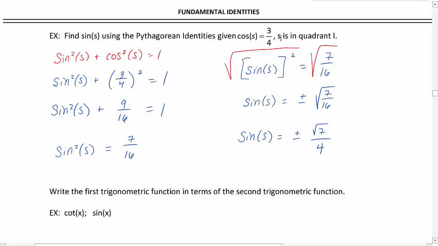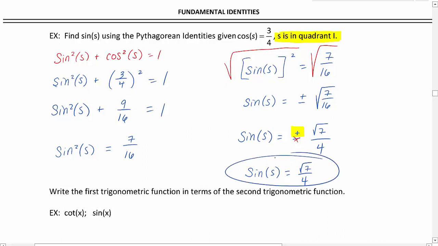The directions told us that our angle s was in quadrant 1. So is sine positive or negative in quadrant 1? Well, it's positive. Right, so we're going to throw out the negative and we get a final answer that sine of s is equal to the square root of 7 over 4.